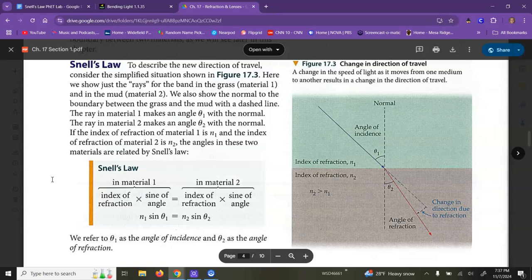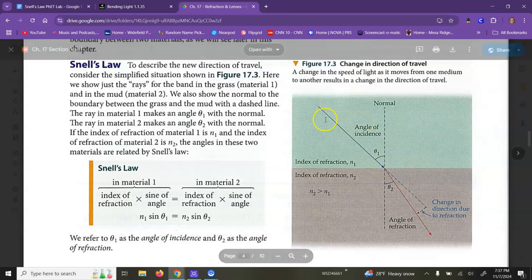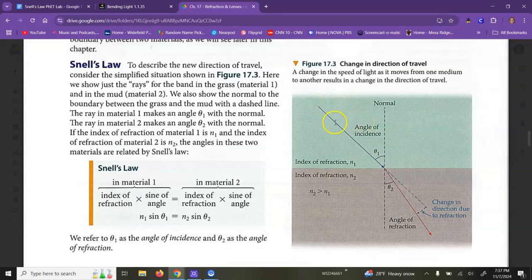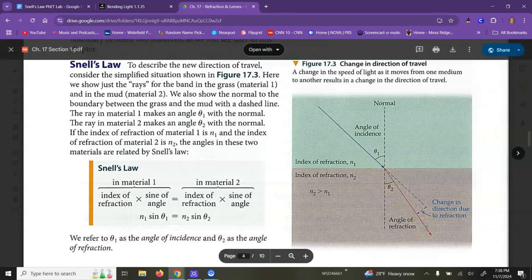But light, on the other hand, is an electromagnetic wave, meaning the more densely packed the particles are in a medium, the slower it's going to travel. So here we have a good picture. This green material is the first material that the light wave is traveling through, and you can see this blue light ray coming in towards the normal, and it goes into this brown material, and the red ray is the refracted light ray.